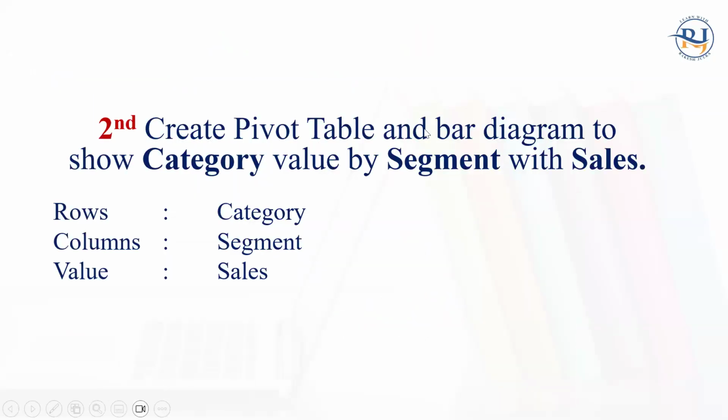Now second is create a pivot table and a bar diagram to show the category value by segment with sale. So three things are required. The first is the row, columns, and the value. So value, that is the number. Number will be available and you will find here in the sales, for example, sales are a number, right? It's a quantity. So rows as a category and columns are segments. Okay, so let's see. So now we want to create a bar diagram.